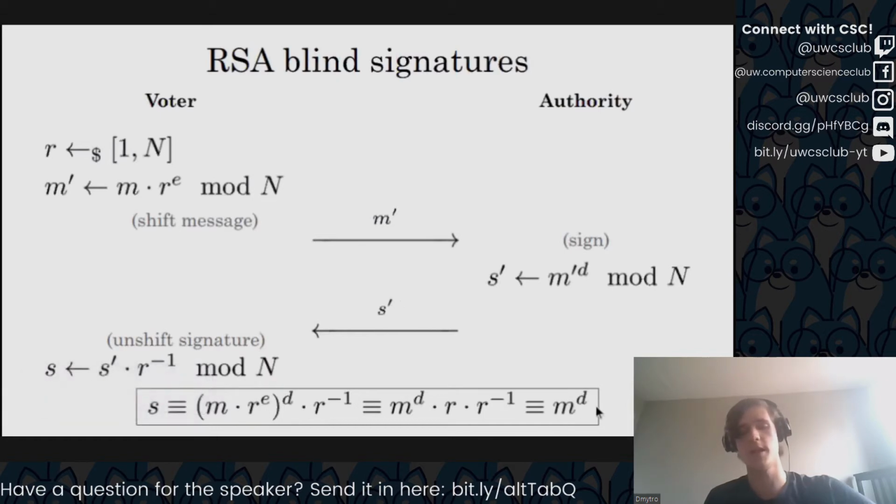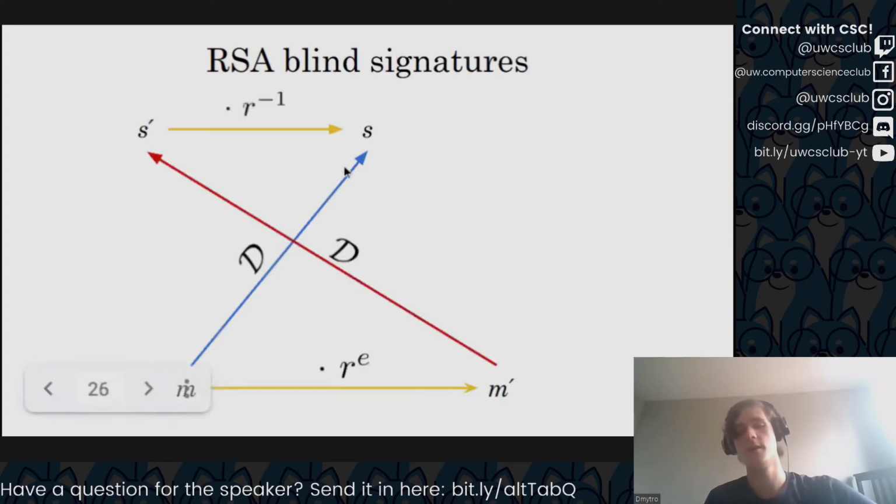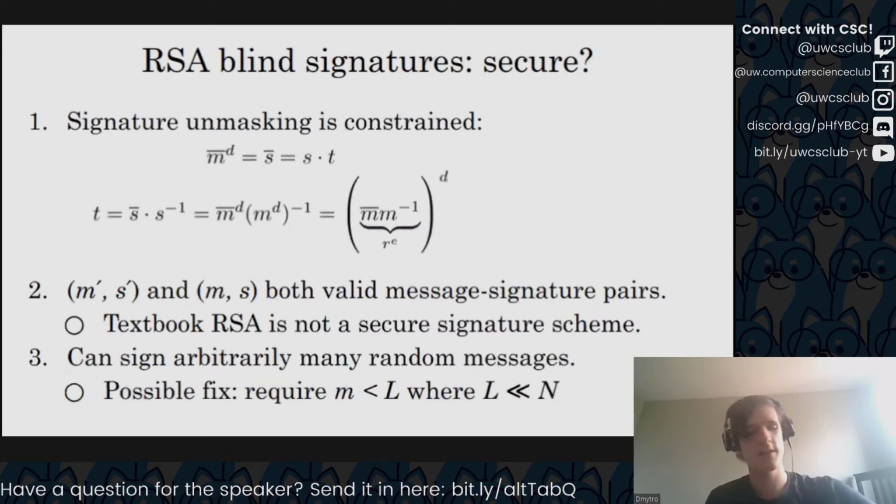S is the signature for M. And intuitively, what happens is you could sign M directly, or you can sign the shifted thing, and then unshift. And this is the same thing, but from the red arrow, you can't know the blue arrows. You don't see how these are related, unless you know the yellow arrows, which only the voter does. That's the idea.